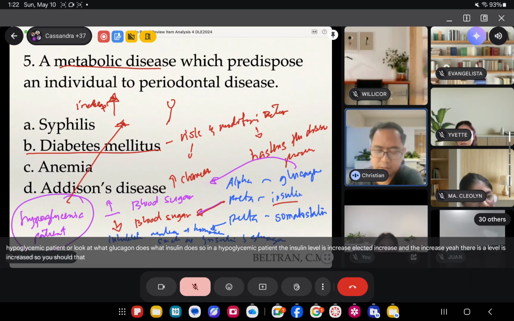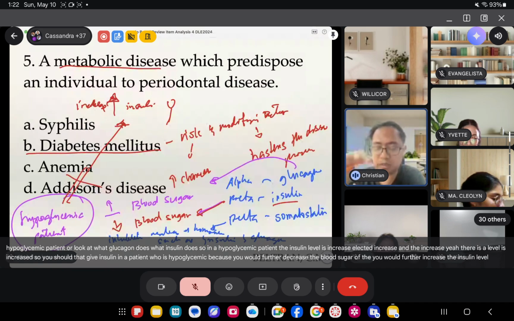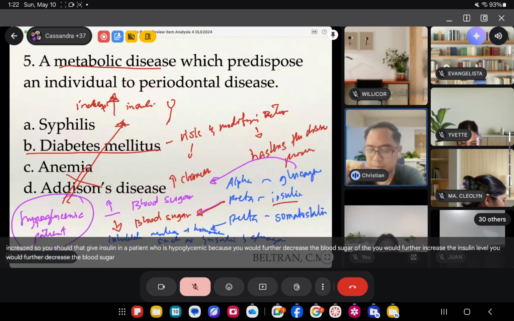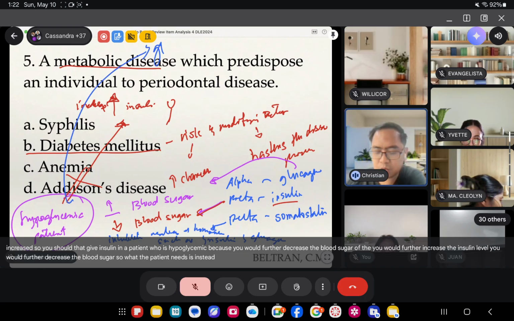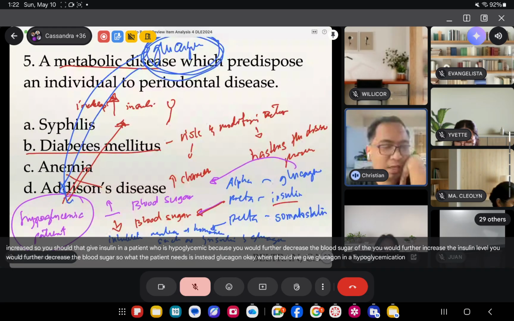So you should not give insulin to a patient who is hypoglycemic because you would further increase the insulin level and further decrease the blood sugar. So what the patient needs instead is glucagon. When should we give glucagon in a hypoglycemic patient?